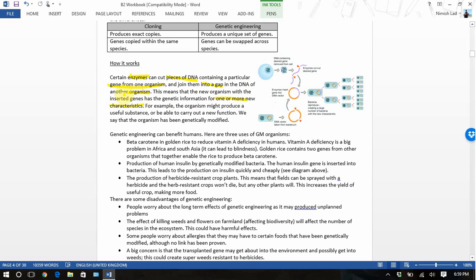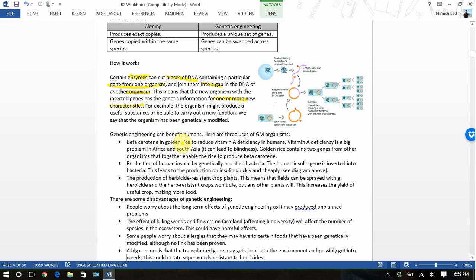So it might be able to produce a useful substance like insulin for diabetics, or it might be able to carry out a new function, something it couldn't do before. So that organism has now been genetically modified. So here are some of the ways in which it could benefit humans.